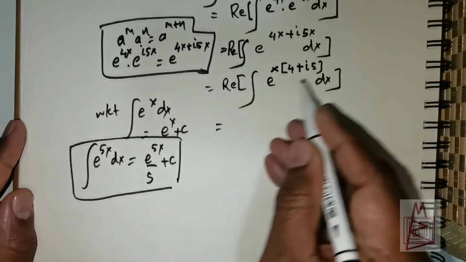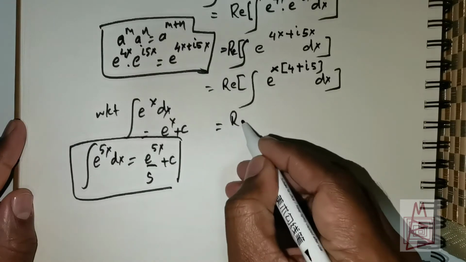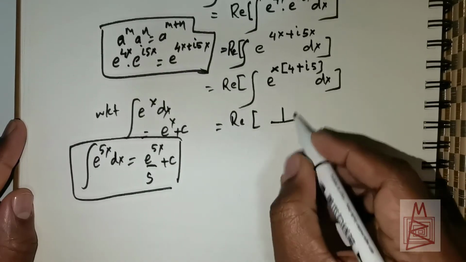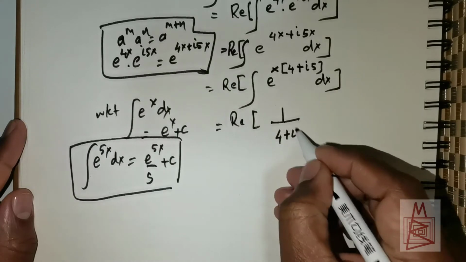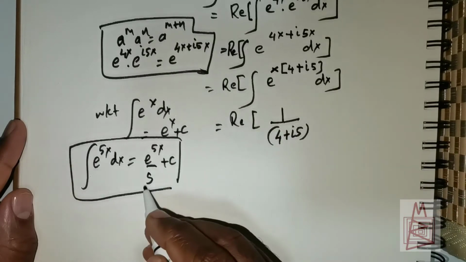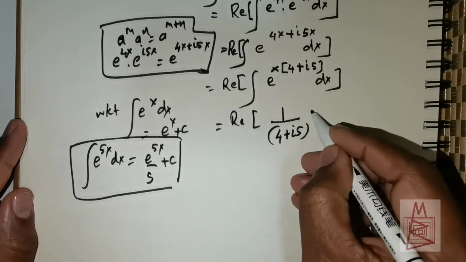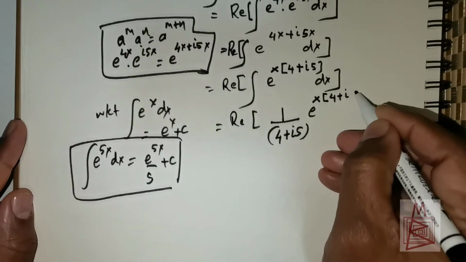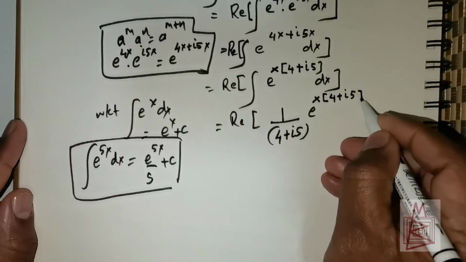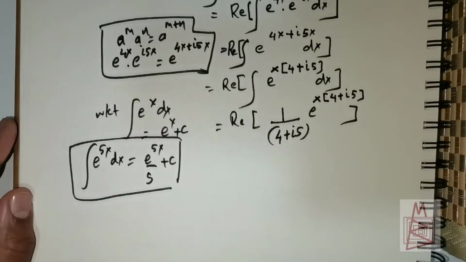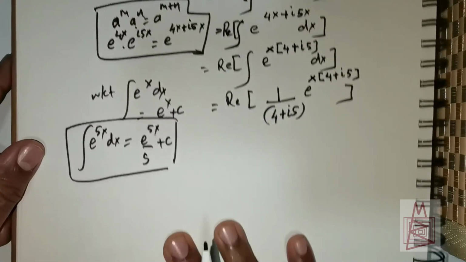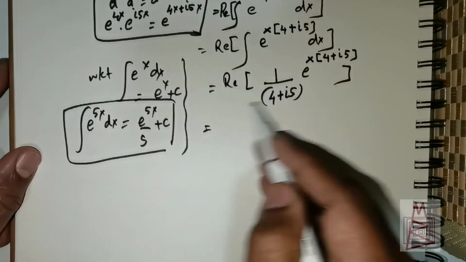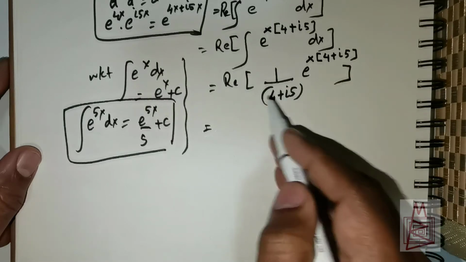So therefore clearly this is going to be the real part of, when you integrate this you would get 1 over (4+i5), that's a constant. Instead of 5 we need to have that constant, times e raised to the power x(4+i5). Okay, so this is what we have got. I'm not placing the arbitrary constant yet. So now this is equal to, this needs to be the real part. Okay, this has to be the real part.